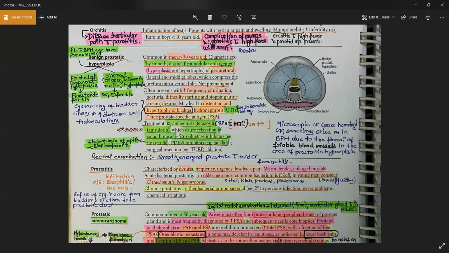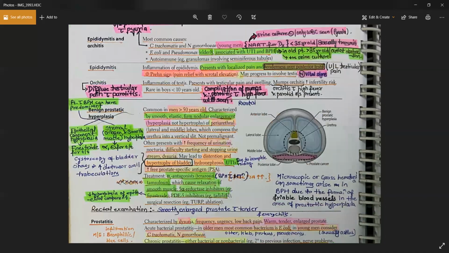Here, the firm nodule enlargement, does it suggest the central zone or the peripheral zone? In the central zone. See, eventually what happens? Initially, you will only have these compression symptoms, only the compression of the urethra. But as the disease progresses, you will have involvement of other zones also. It starts in this zone and then progresses.